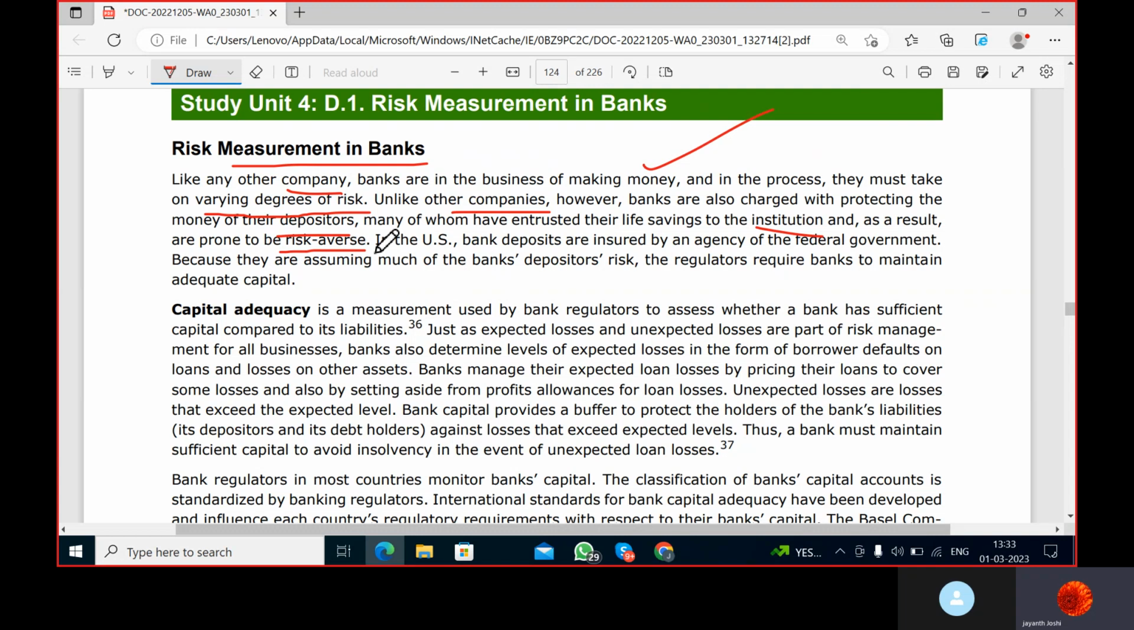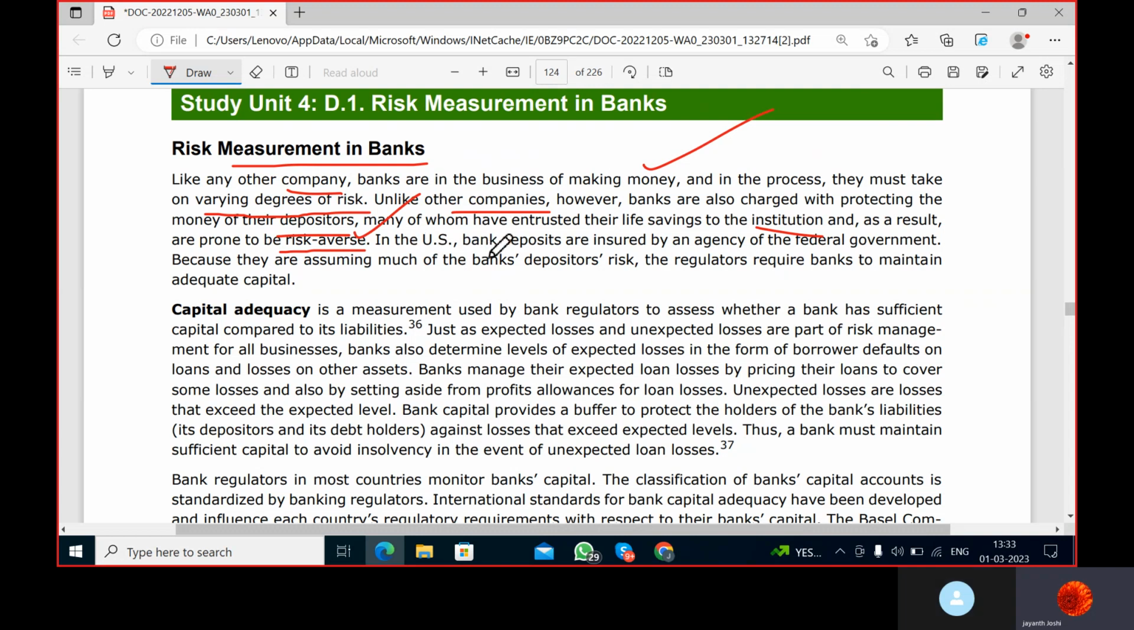And the third category of people are risk neutral. Who are risk neutral? The ones for whom it doesn't matter whether they take high risk or low risk. So risk averse people deposit their money in the bank rather than investing elsewhere.